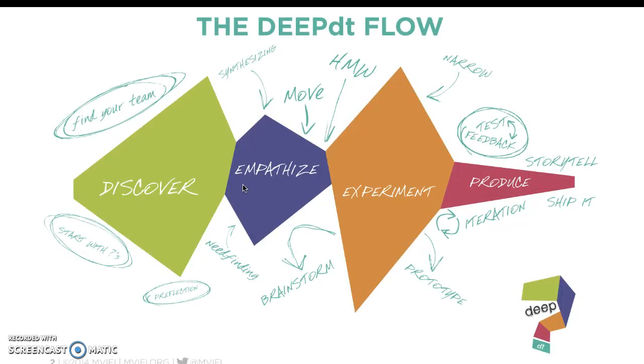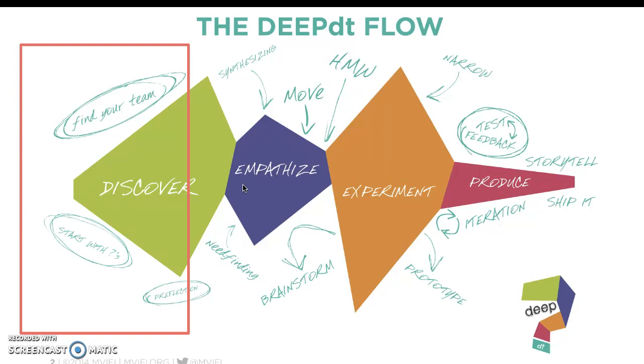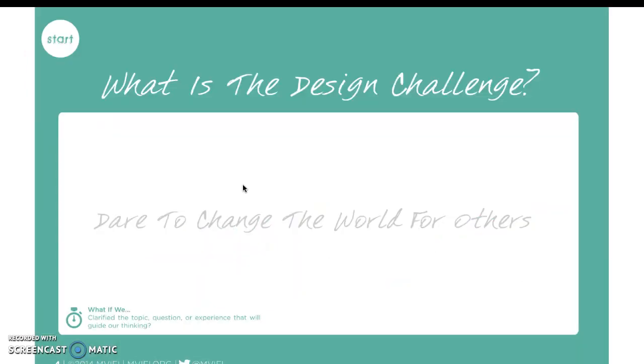So the design thinking model that we are following in this class is the deep design thinking flow, which goes through discovery, empathizing with the users, experimenting on solutions, and then producing a solution. So right now we're really starting out in the discover phase, and we're finding your team and then going to discover some questions.